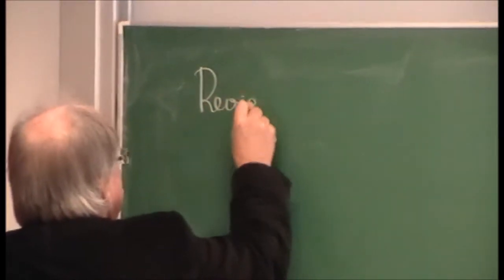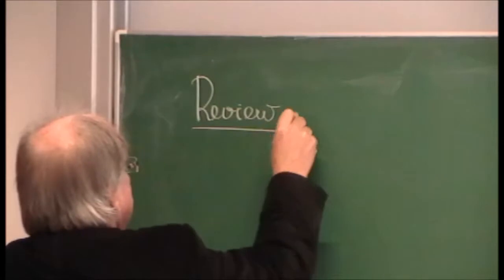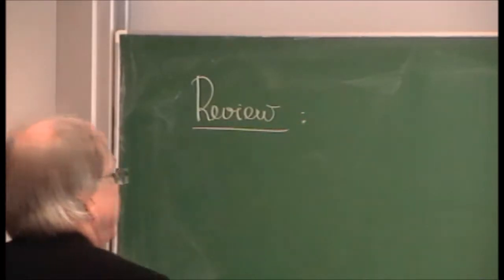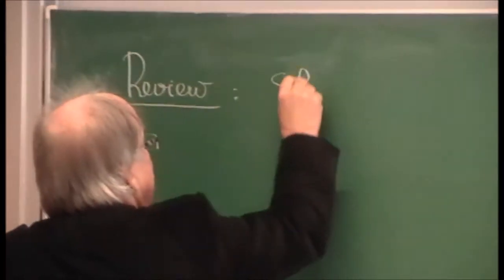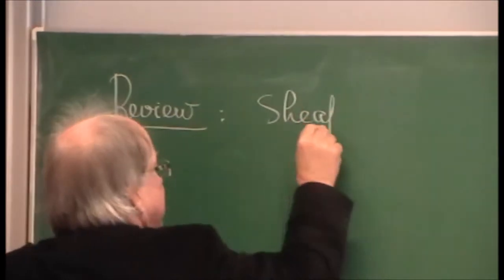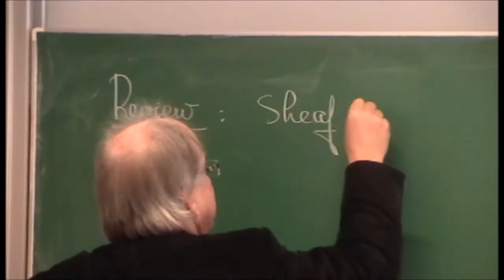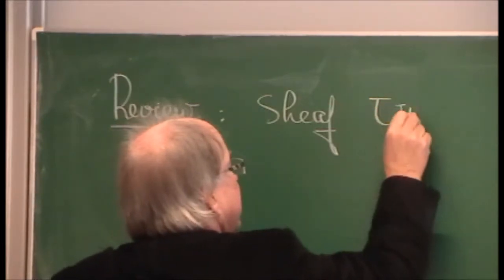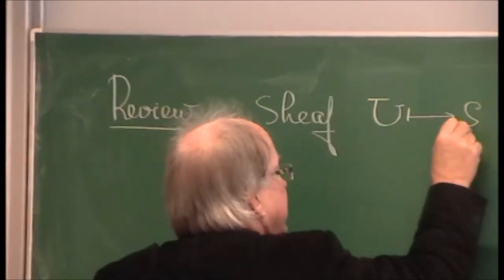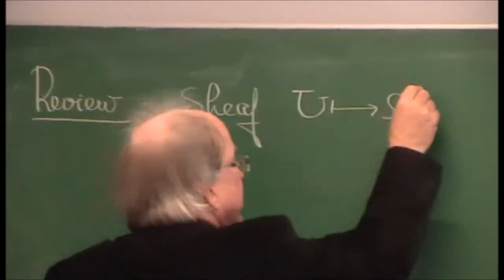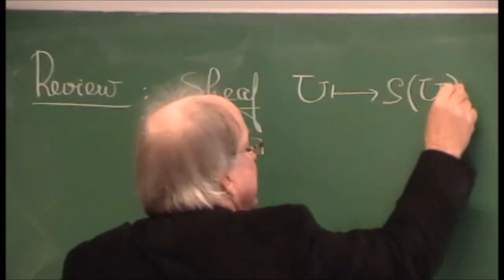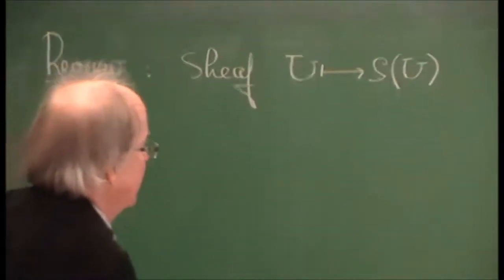Said last time. So a sheaf is a functor from open sets to, let's say, abelian groups, which satisfies two axioms.